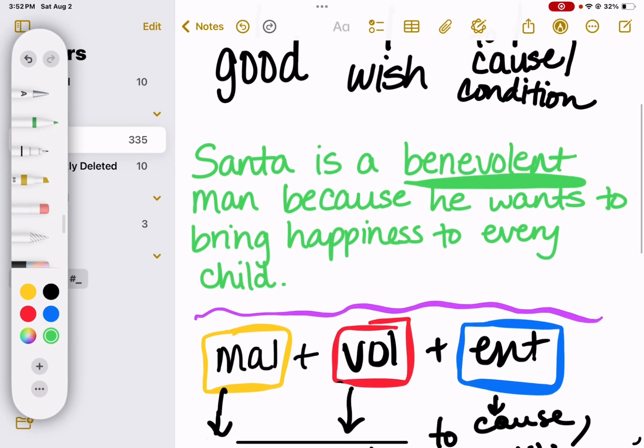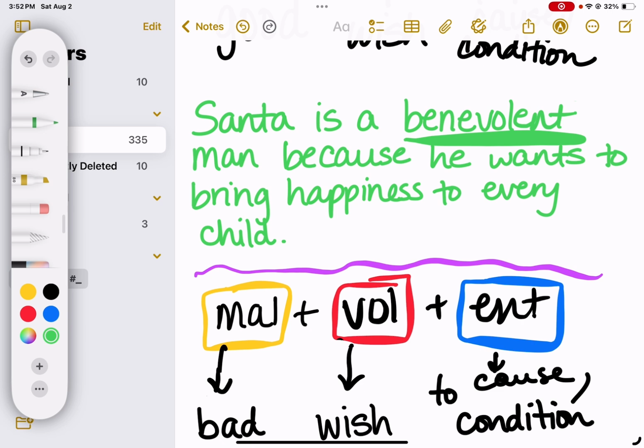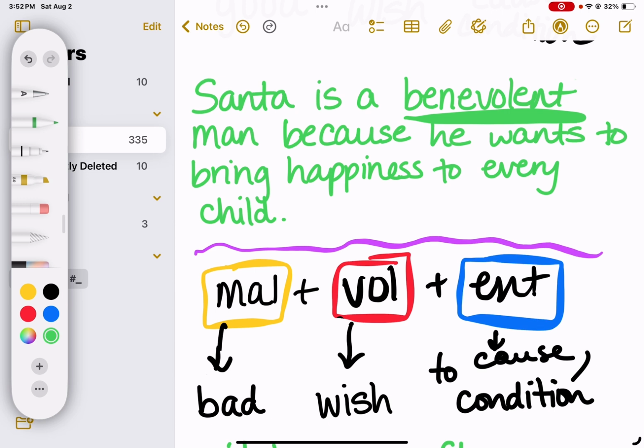For benevolent, I would take them into this green sentence that you see here. I would say, Santa is a benevolent man because he wants to bring happiness to every child. I would probably just show them that sentence, and before even explaining or decoding the word benevolent, I would get them to say what they think that means. The word is underlined, and they probably don't know what benevolent means. That's a big word for them. So I would say, let's look around the words first. Let's look at the context.